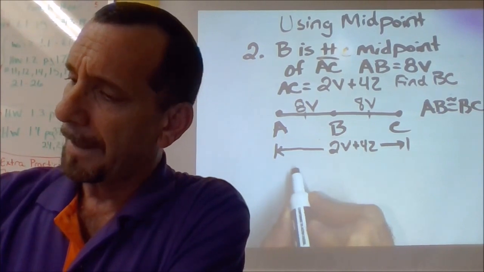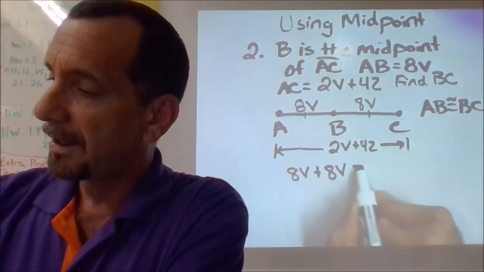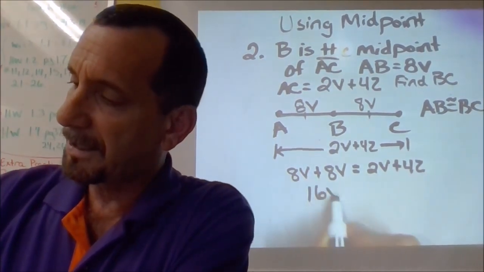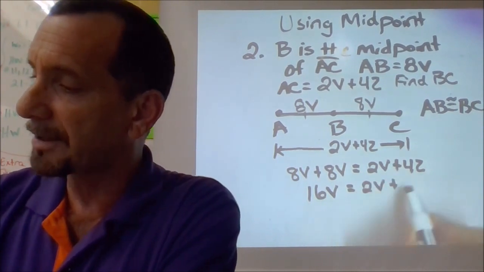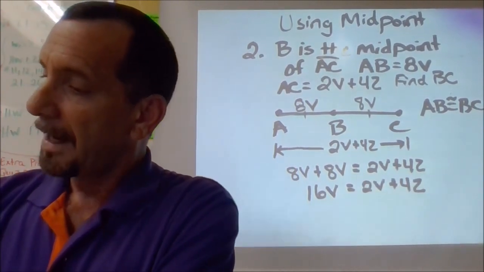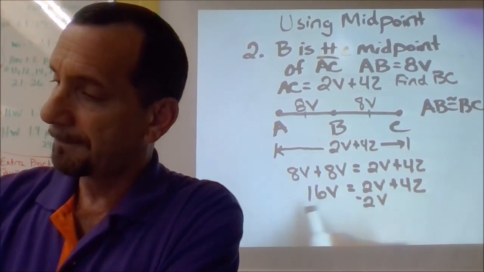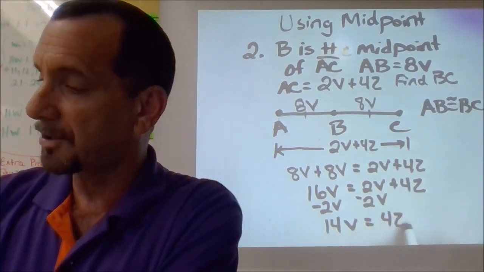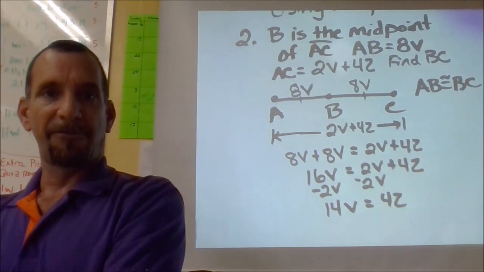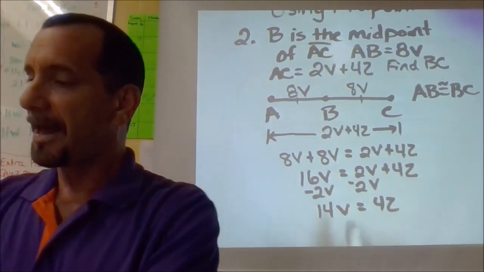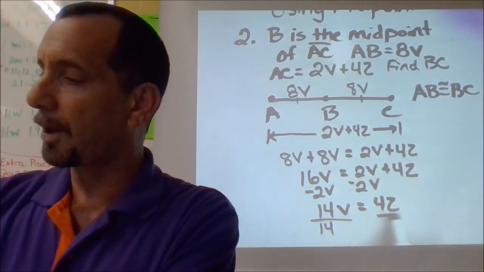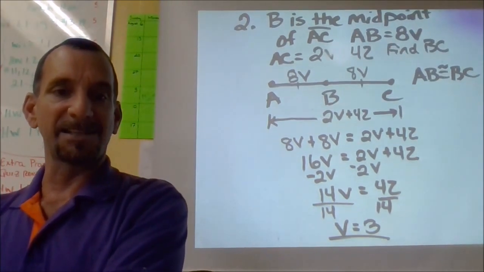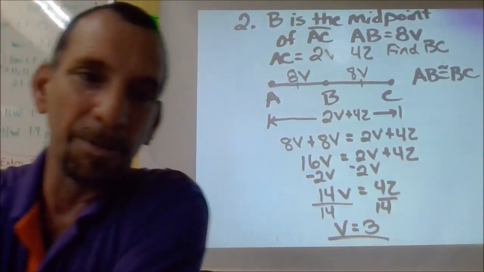So let's do that. 8V plus 8V equals 2V plus 42. That's 16V equals 2V plus 42. And now we get those V's together. 14V equals 42. Now I know from vast experience that 42 divided by 14 is 3. That's our magic V. Now, we've got the variable.